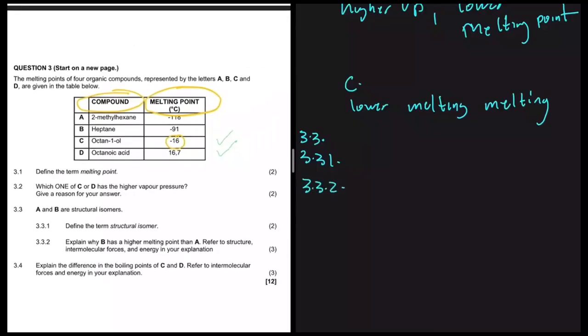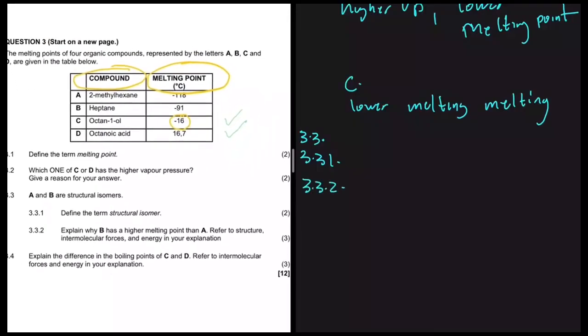3.3.2 says, explain why B has a higher melting point than A, referring to structure, intermolecular forces, and energy in your explanation. So A and B are structural isomers. They have the same molecular formula but different structural formula. So let's look at A. A is clearly branched, right? It says 2-methylhexane. So on the second carbon, we're supposed to have a branch. And then B just says heptane. So B is a straight alkane. That is the only difference between the two, and we're going to use that to explain our answer.